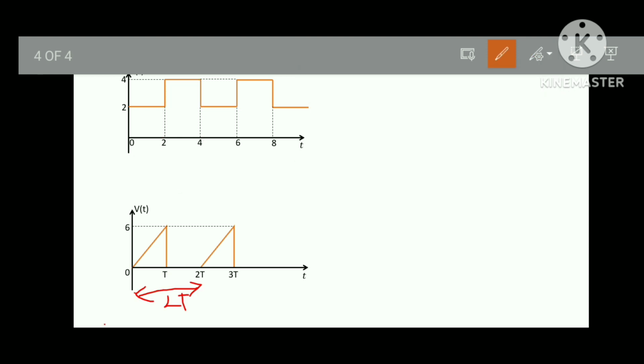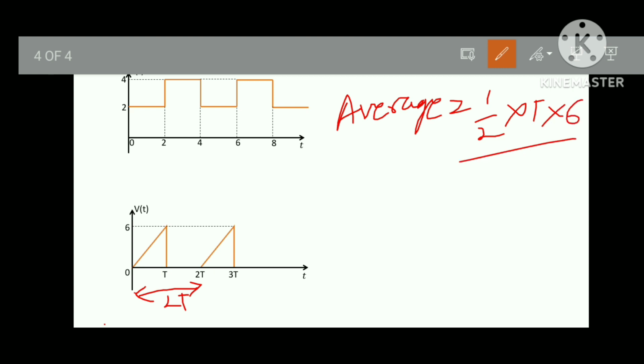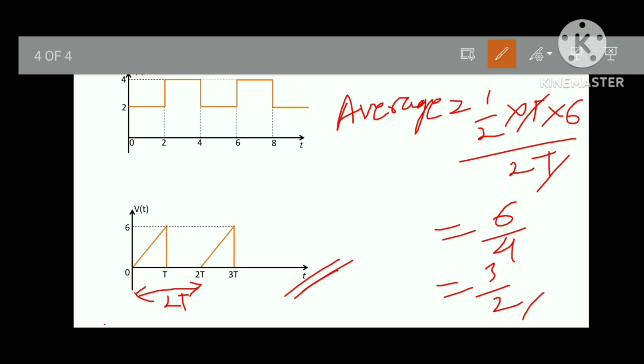Similarly, let's see the last waveform. Your time period is 2T. So the average is equal to half into T into 6 upon 2T, which is, T cancels, 6 upon 4, that is 3 by 2. So the average value of this waveform is 3 by 2. This is how you have to calculate. You have to remember just that average is equal to area upon time period.